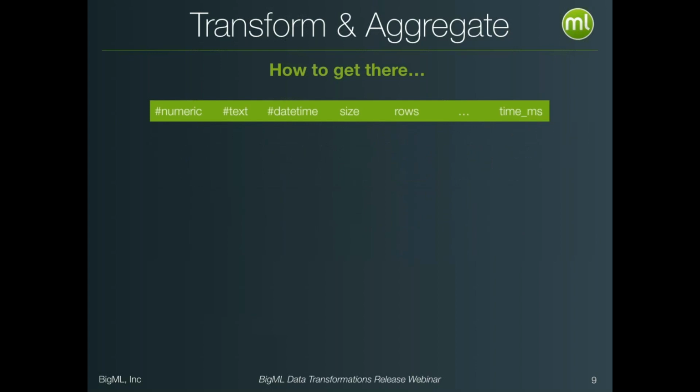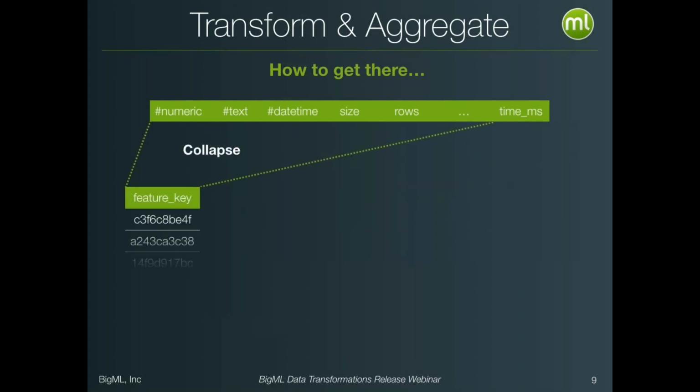The first thing I want to do is take all of these features and do some kind of an aggregation where I identify all the rows that are the same, so that I can do something with those rows to make them into one row. I'm going to take these features and collapse them down into some kind of a key. In this case, you can see the first row of features has been changed to a string, C3, F6, C8, etc. And I can do this for every row.